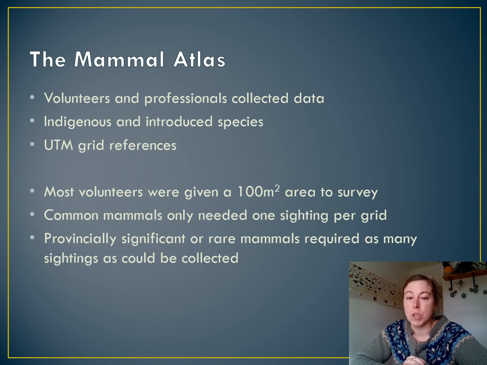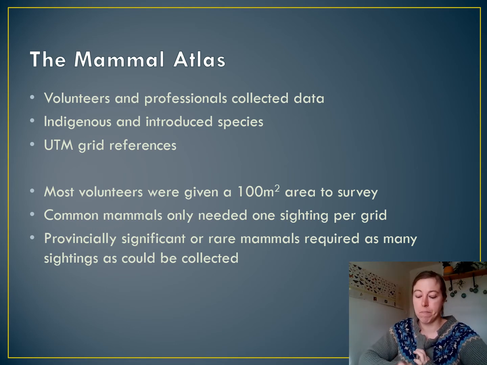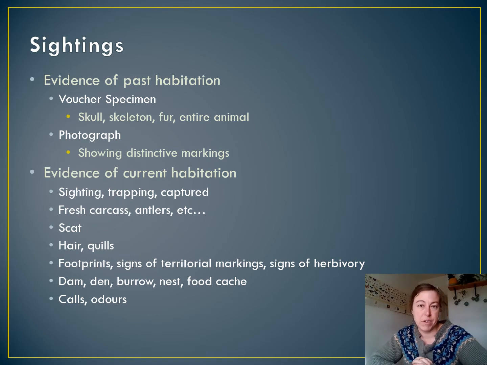If it was a common mammal, you only needed to cite it once to report it. But if it was a provincially significant or rare mammal, you needed to have multiple sightings for it to be considered an accurate sighting. Just seeing it once, maybe they're not trusting that it was actually there. Sightings came in different types. And this counts for most critter sightings, whether that's a mammal, a bird, an amphibian.